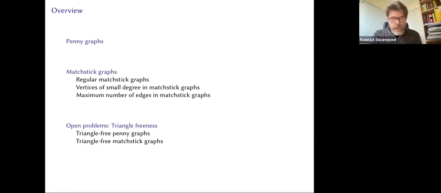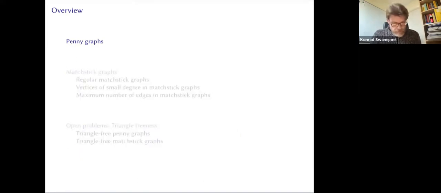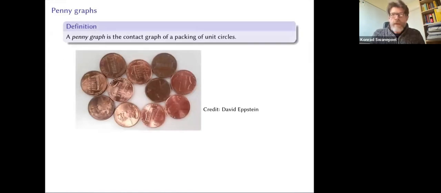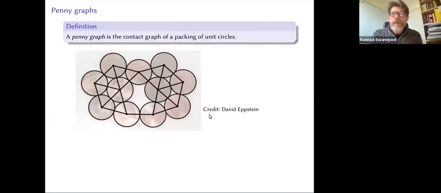So let me start off with penny graphs. A penny graph is just the contact graph of a packing of unit circles. So there you see a packing of unit circles. It's American money. This is because I took it from Wikipedia. It's a photo of David Epstein. So what you do is each circle, you can take its center as a vertex, and then you join two circles that touch each other.